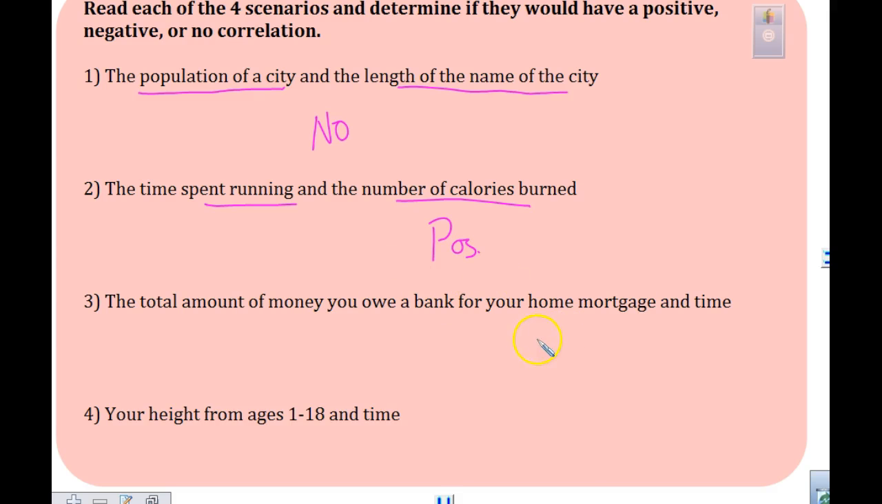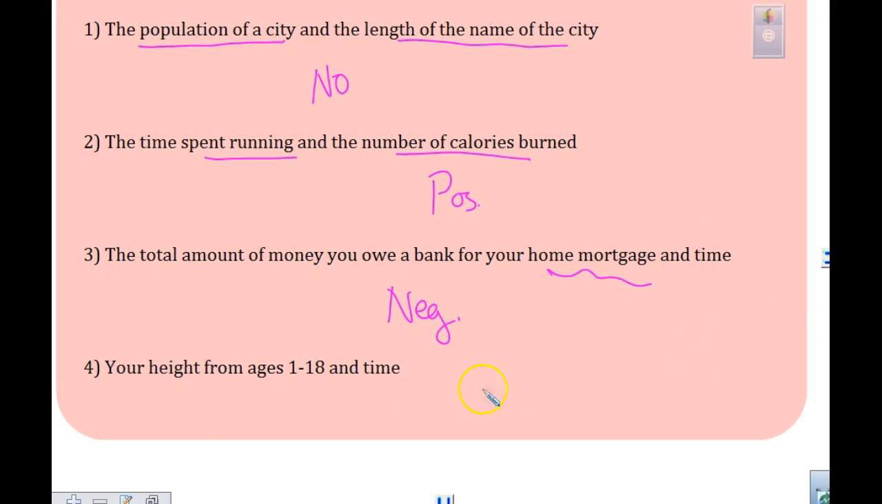So home mortgage is how much you owe the bank, and we're thinking about time. The amount you owe, each month I have to make a payment on my house. So is the amount I owe the bank going up or going down? Down. So this is negative. But I always think this is interesting to put this in here because a lot of you probably have no idea. Possibly, maybe your parents have talked about their home mortgage.